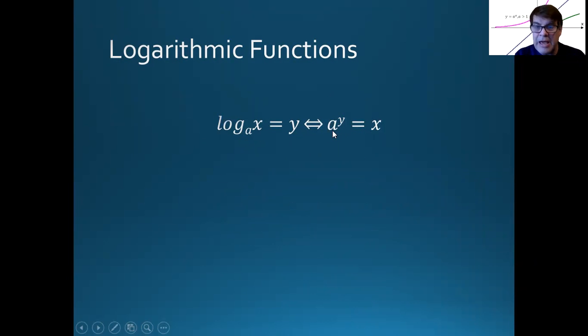And so a is the base, right? Now, the log is the power. So when I ask what the log of something is, I'm asking to what power must we raise the base in order to get this number, which is x.